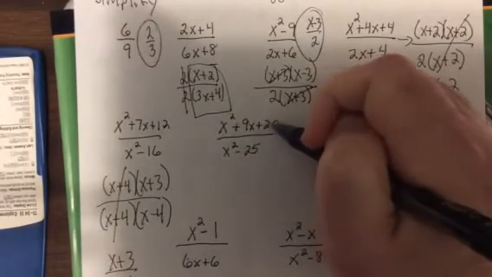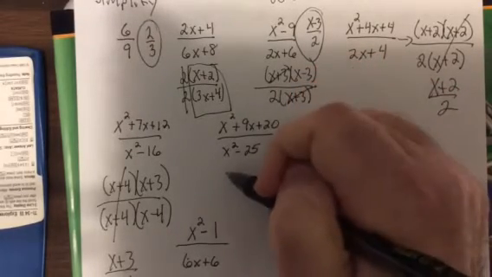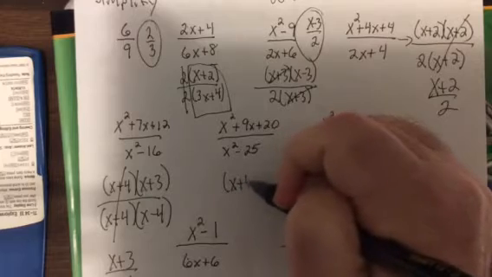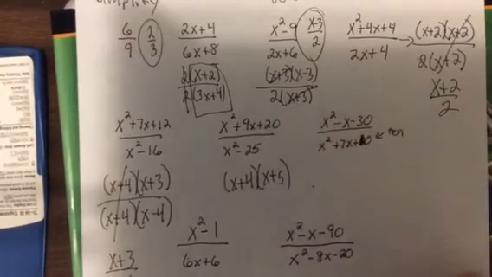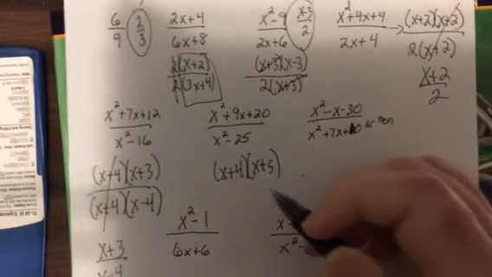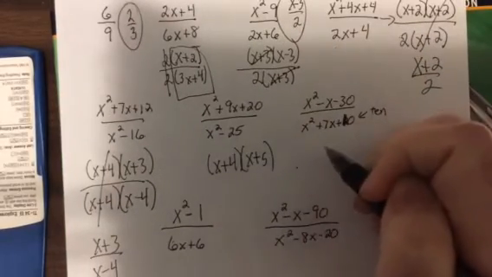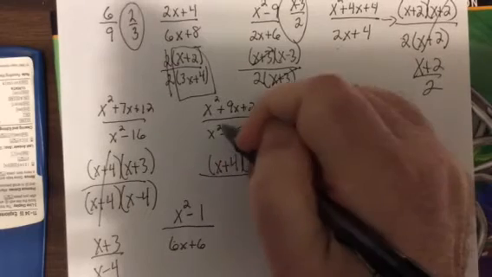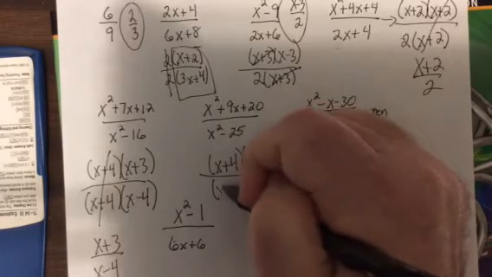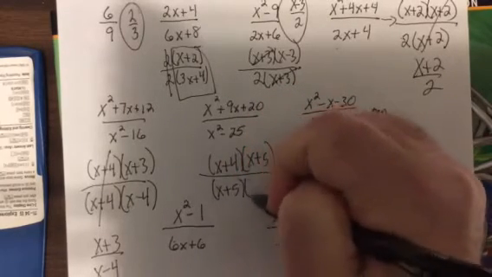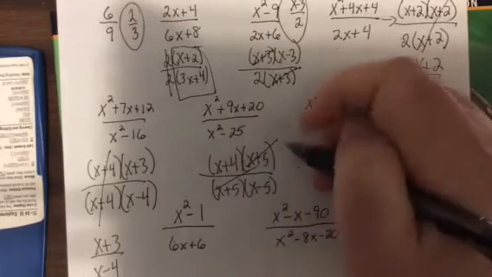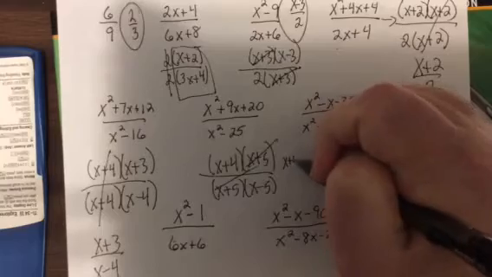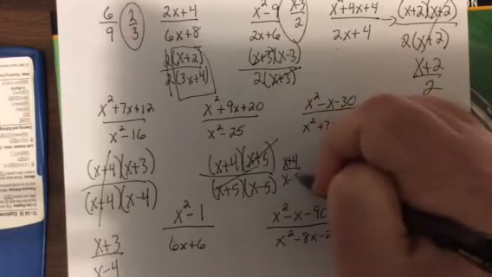Here, what are the factors of 20 that add up to 9? That'd be x plus 4, x plus 5. Remember, if the last term is minus... Oh, we got some down here. Okay, good. I didn't think I put it in there. Oh, there's some. Good. And then difference of squares. So it'd be x plus 5, x minus 5. Bam, bam. So that would be x plus 4 over x minus 5.